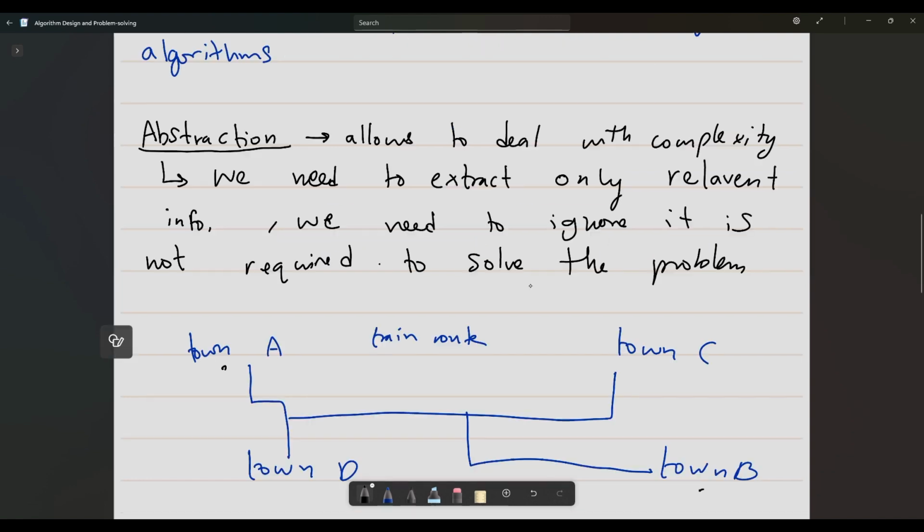As I said initially, it allows us to deal with the complexity of a problem. That's what it essentially does. We can reduce the complexity. We don't need to consume a lot of information to solve a simple problem. We just need to know the essential information. That is the first step of solving a problem. We only need to collect necessary information. That is the first step. That's why we say it allows us to deal with the complexity.